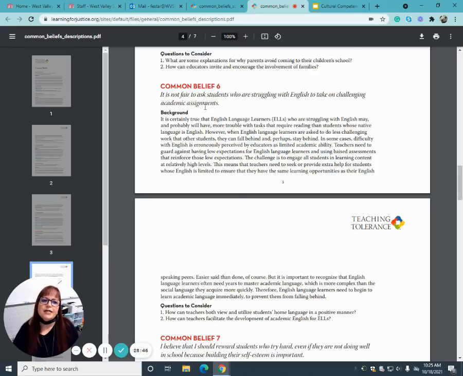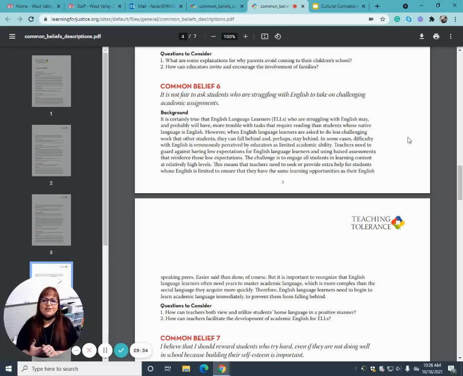So a common belief is it's not fair to ask students who are struggling with English to take on challenging academic tasks. And here's the background. It is certainly true that English language learners or multilingual learners who are struggling with English may and probably will have more trouble with tasks that require reading than students whose native language is English. However, when English language learners are asked to do less challenging work than other students, they fall behind and perhaps stay behind. In some cases, difficulty with English is erroneously perceived by educators as limited academic ability. Teachers need to guard against having low expectations.